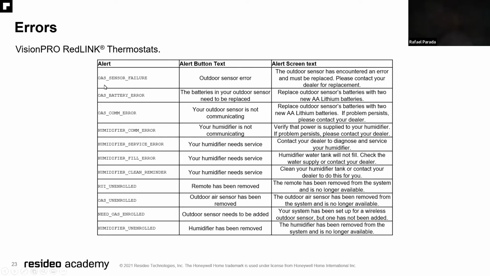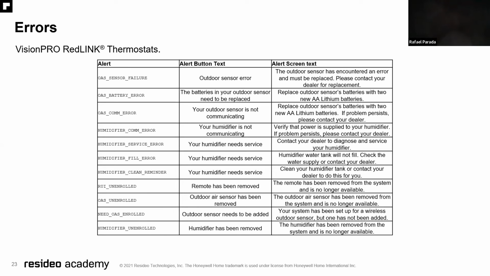We also have alerts talking about the outdoor sensor, the OAS. The one that says sensor failure, talking about the thermistor of the outdoor sensor, is letting us know that the sensing element is no longer working. My recommendation is to try a brand new set of AA lithium batteries, purge the sensor and try to connect again. And if we encounter this error again, definitely we will need to replace the outdoor sensor.